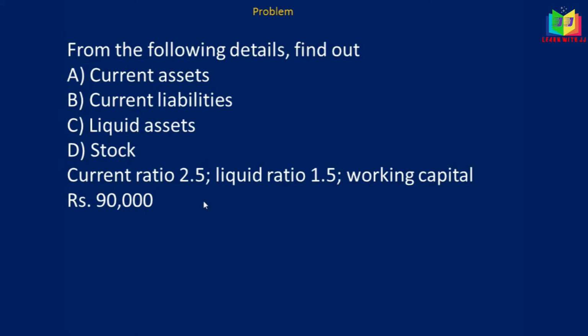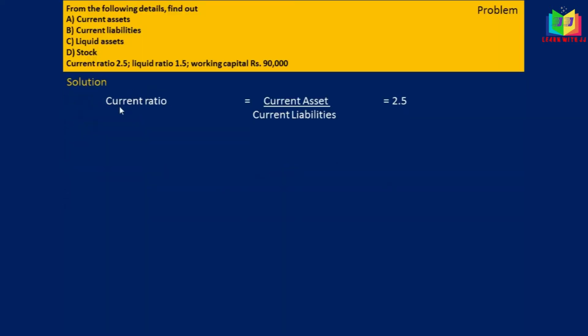We have to start with this current ratio. The formula of the current ratio is current assets divided by current liabilities, that is 2.5. From this we can know that current assets is 2.5, and if nothing is there in the denominator, we will treat it as 1. So current assets equal 2.5 and current liabilities equal 1 here.